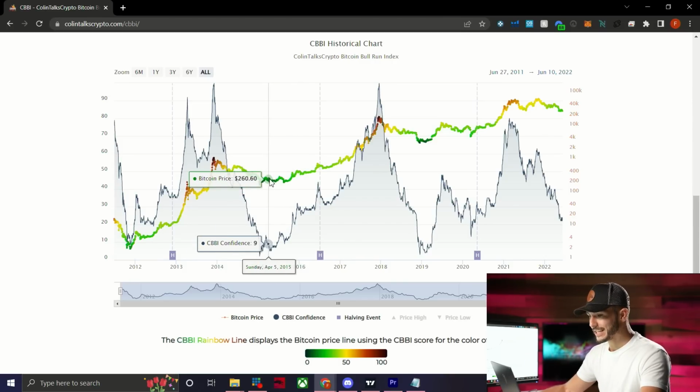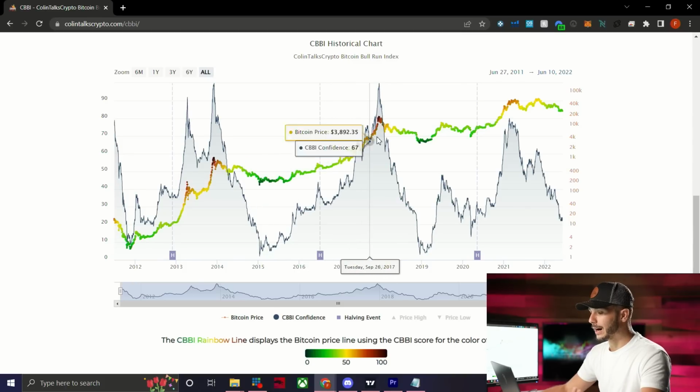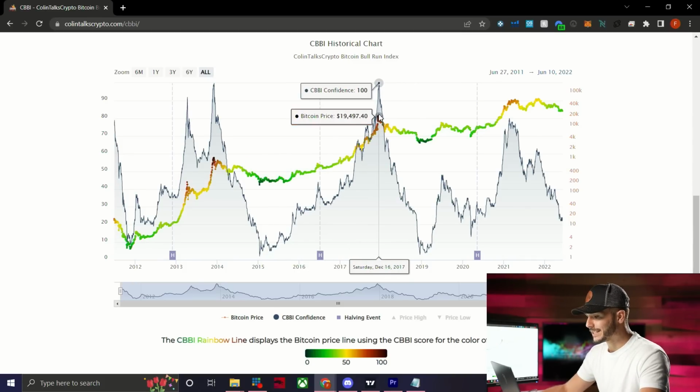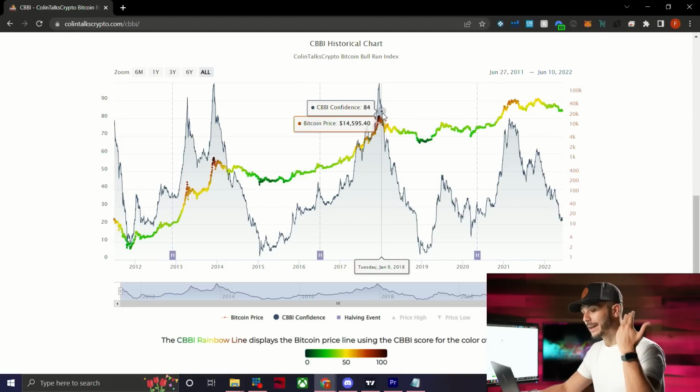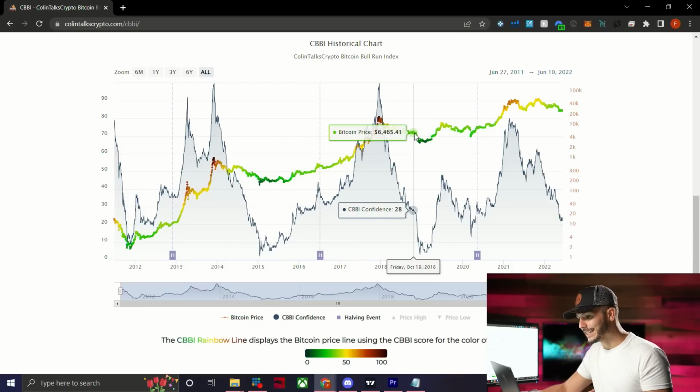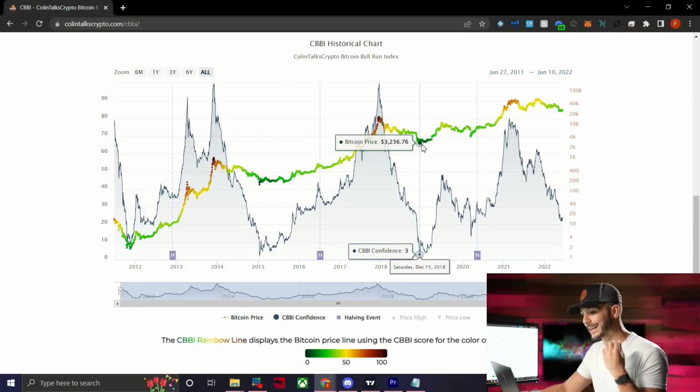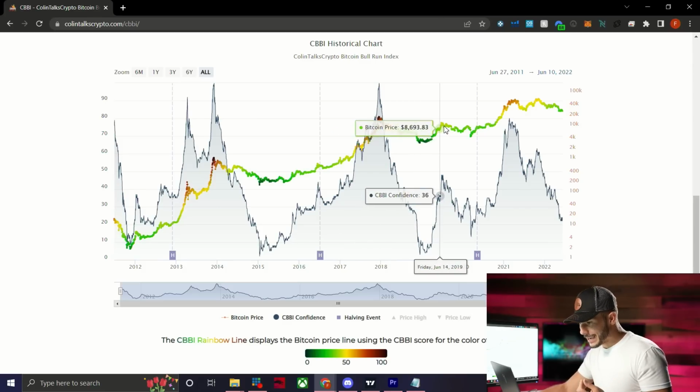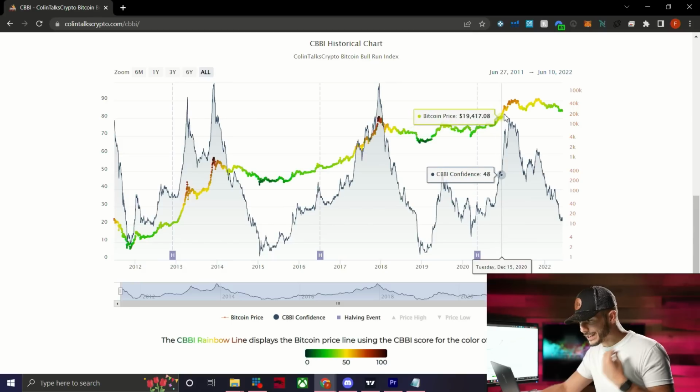Now in 2017, you can see we rode up, all the way up, had our big blow off top in 2017. We came all the way into the red. We pulled another 100 on the CBBI confidence score, indicating that we were at the top. And then boom, we came into our bear market in 2018, and you can see right here, we came into that dark green when we hit the bottom. And at the bottom of 2017, the confidence score was at a 3. So you had a 2 at the bottom of the cycle before 2017, and then in the 2018 bear market, you pulled a 3. Then you can see, obviously, we came up again in our new cycle here.